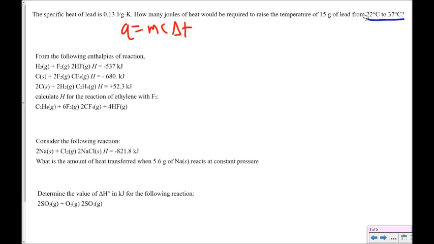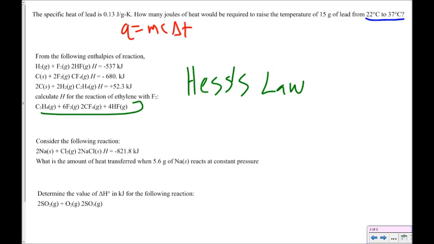Okay, next problem. From the following enthalpies of reaction, they give us 3 reactions and their enthalpies. Calculate, and these should all say delta H's, calculate delta H for the reaction of ethylene with F2. So they're now asking us to find the delta H of this 4th equation. This is a dead giveaway. It's a Hess's law problem. One of the easiest ones to stand out because the fact that they're asking about the delta H of a reaction and they're giving us 3 reactions with enthalpies that we can use to calculate that one.